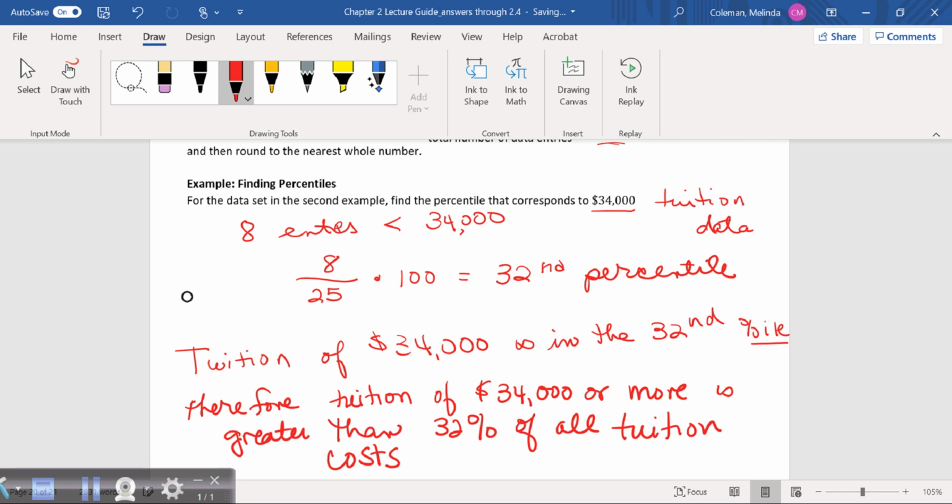So if you have a place that's got $50,000, then that's going to be obviously more than the $34,000, so it's greater than 32% of all tuition costs. So if you want to know which ones are the cheapest, then 1/3 of them approximately would be less than $34,000.